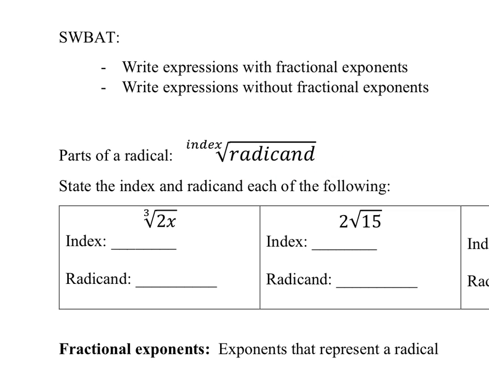So this is a radical. There's two parts. There's the index that goes here. It's like a little number, almost like an exponent, but it goes right on this little spot above that little check mark. And then underneath the radical, it's called the radicand.